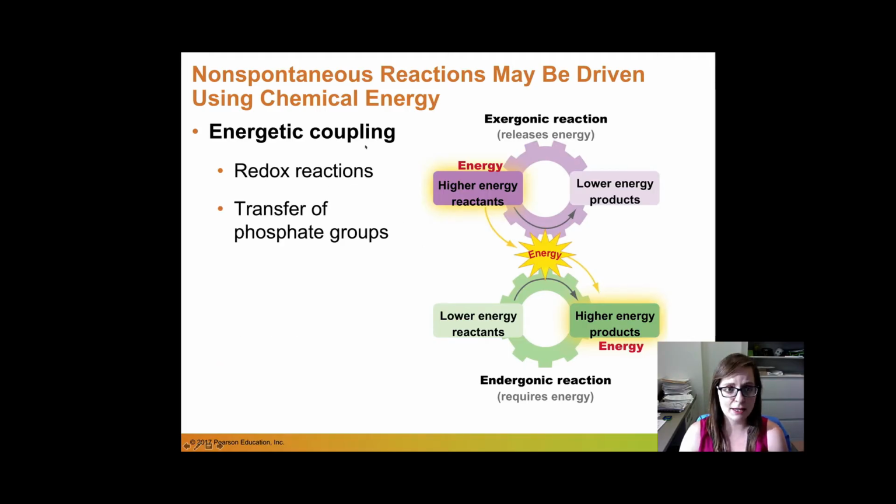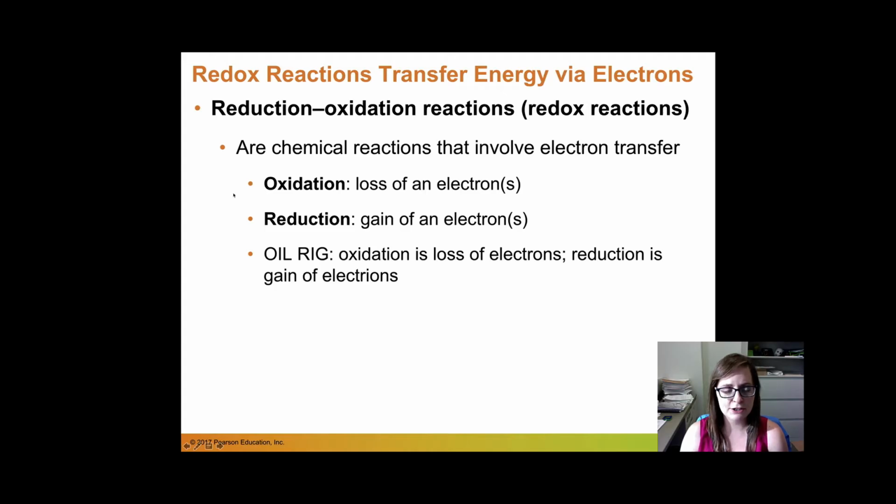Two of these energetic coupling reactions I'm going to talk to you about today are called redox reactions and the transfer of phosphate groups. These are the two separate reactions I'm going to talk about. And we'll start with the redox reactions. Redox reaction is short for reduction oxidation reaction, and they're chemical reactions that involve the transfer of an electron. So oxidation is the loss of an electron, and reduction is gain of an electron.